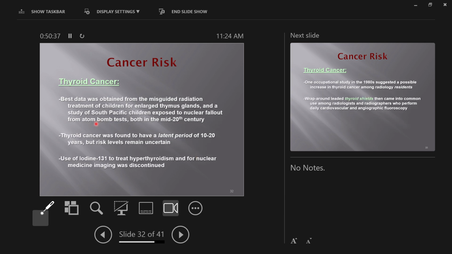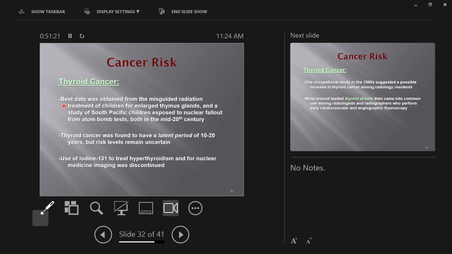The next one's thyroid cancer. So the thyroid is an interesting one. The thyroid requires iodine to work, and radioactive forms of iodine can get taken in by the thyroid, and the thyroid can effectively expose itself to high amounts of radiation because of exposure to radioactive iodine, which is one of the byproducts of nuclear weapons. But anyways, in this case, thyroid cancer, best data for thyroid cancer is taken from treatment of children with an enlarged thymus gland.